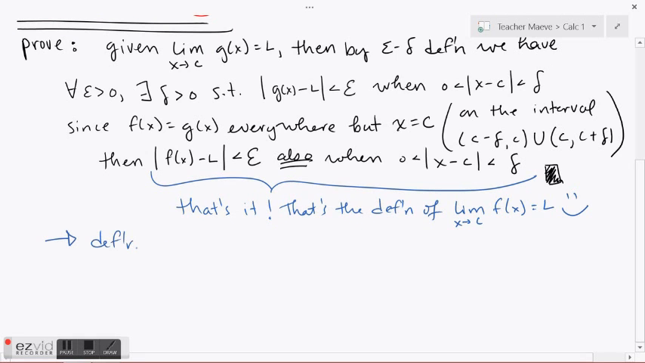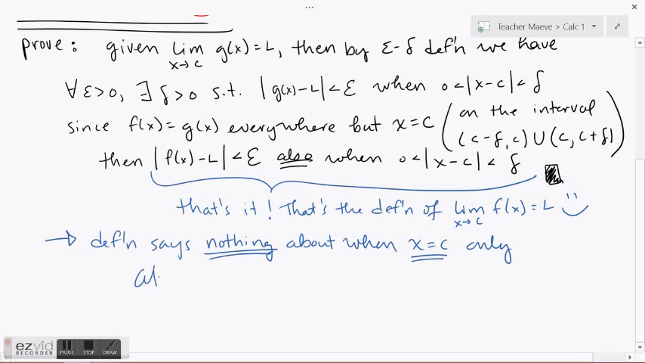Remember, we're allowed to do this because the definition says nothing about what happens at x equals c. The definition of the limit, that is. It only talks about what happens around c.